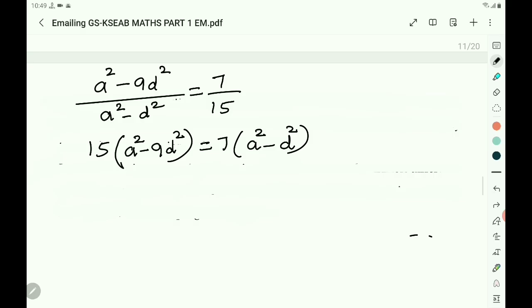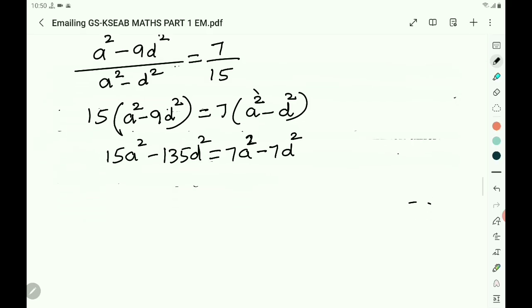15 into A square is 15A square, minus 15 nines are 135D square, equals 7A square. 7 into A square is 7A square, 7 into D square is 7D square, that is minus 7D square. Then you transfer this to the LHS and this to the RHS.